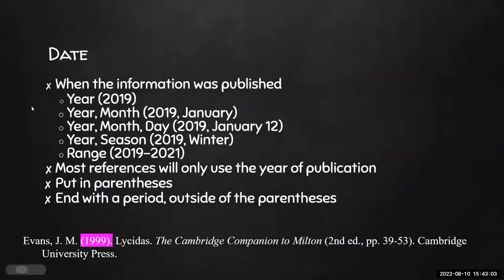Let's go to the date. Usually, when the date is included, it can be included in a number of ways. It might just be the year and month, or the year, month, and day. It might include a season or a range. No matter what, you're going to put the year after the author's name in parentheses, as we notice in this example right here, followed by a period.